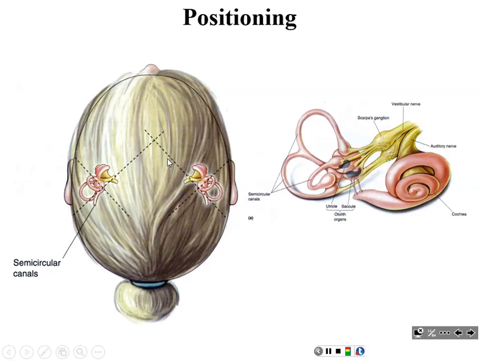What about the other two? The posterior and the superior, located here and here. If you start paying attention to the orientation of them, you're going to realize that this one, the posterior, is in the same plane as the superior on the other side. And the same happens with the superior and the posterior on the right and the left.